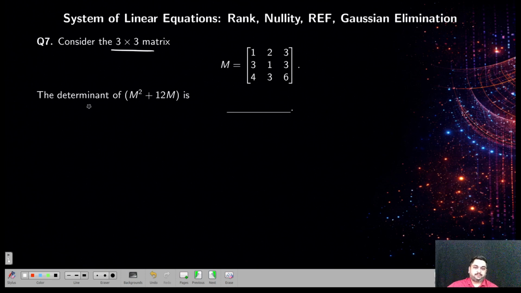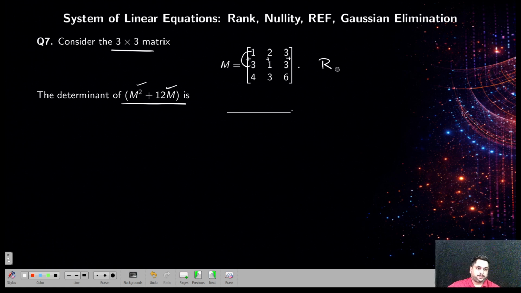So consider a 3 cross 3 matrix. The determinant of this matrix is. So this is a straightforward question. You just need to do some calculation here. Just find the determinant of this M, and then based on the properties of determinant, I can find this. If you observe here, try to convert it into row echelon form. If I add these two, you should be very careful in the exam. Just add these two rows.